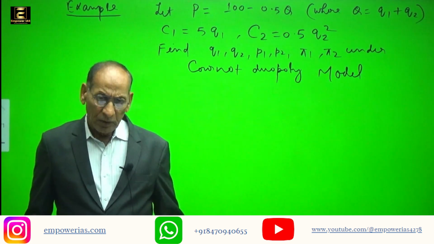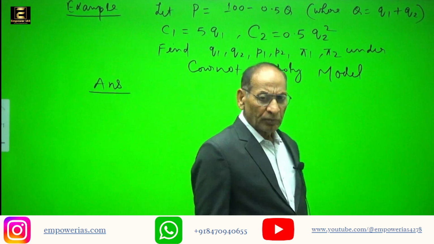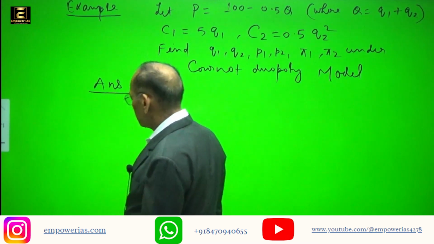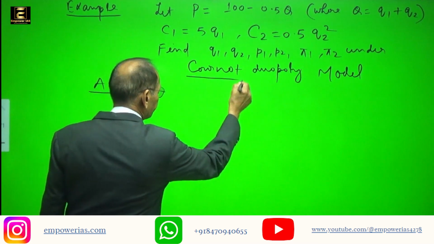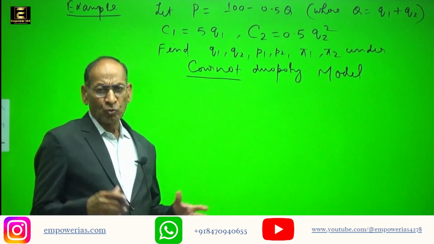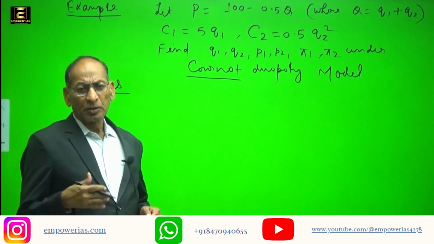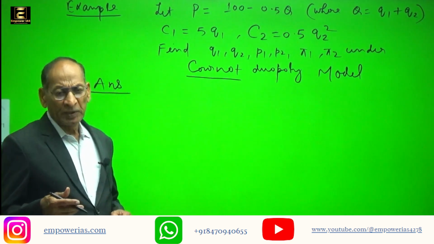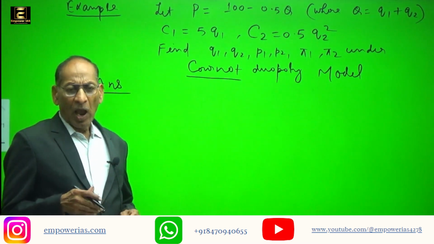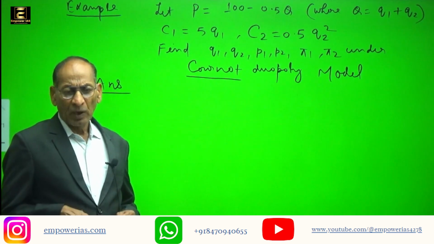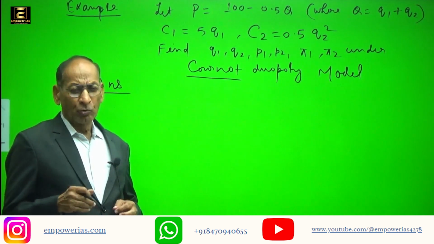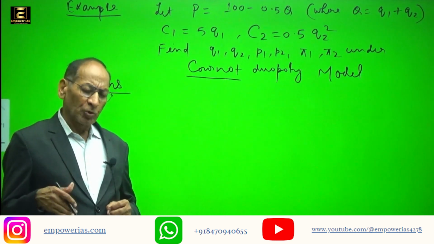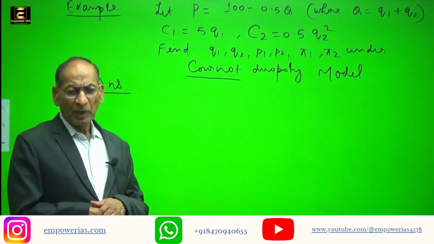Today we shall learn an example from a duopoly model of Cournot. Under the Cournot duopoly model, each firm maximizes its output, keeping the other output constant, and each firm has its own reaction function. How these reaction functions are drawn, how output is maximized, how profit is maximized, keeping the other output constant, these things we have to see in this example.